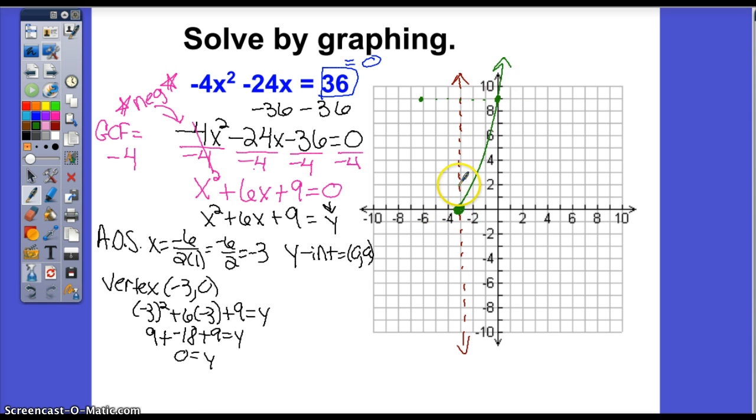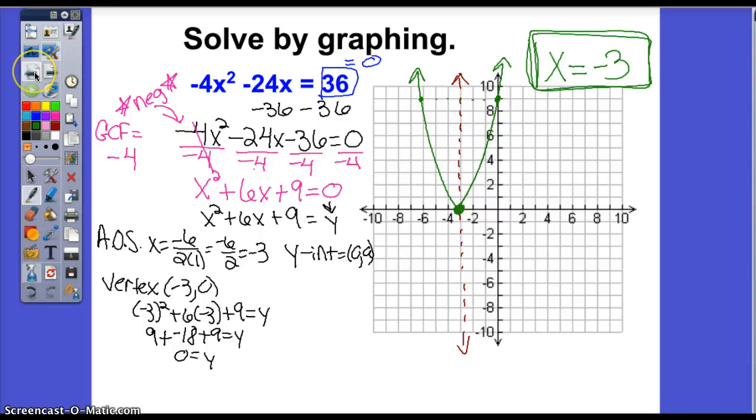So I'm going to have a graph that looks like this. There's only one zero, and that's okay. And this is x equals negative 3. That's the only number that's going to make y equal to 0 because it touches the x-axis. So we've done two zeros, one zero.